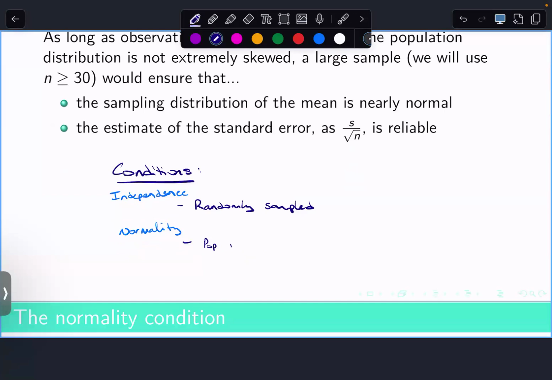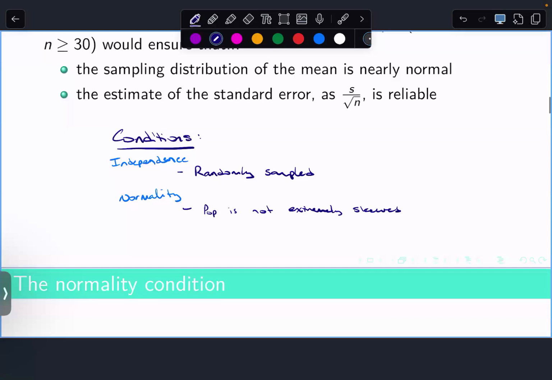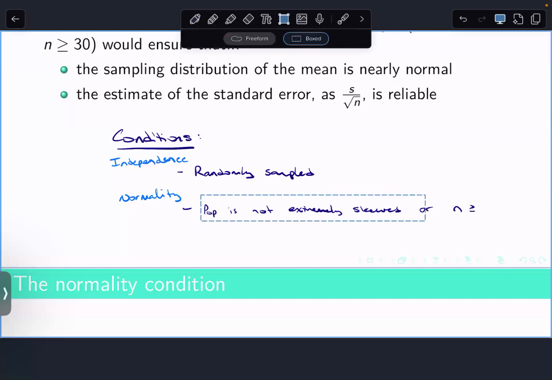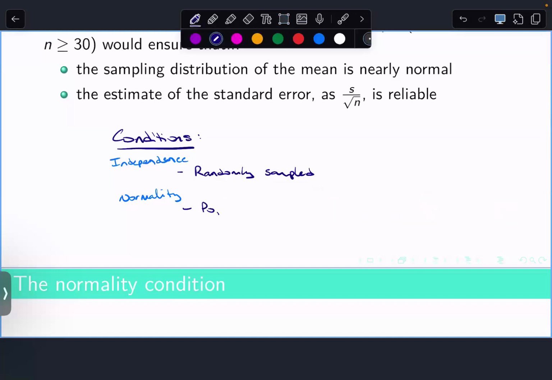Population is not extremely skewed. And greater than, you know what? I'm going to change it. Population is approximately normal.